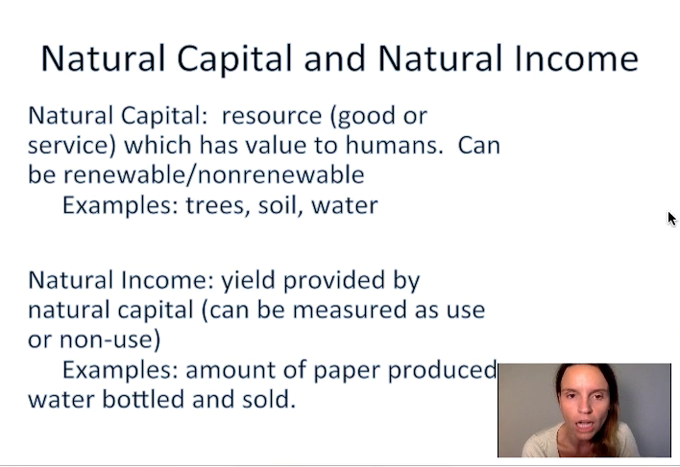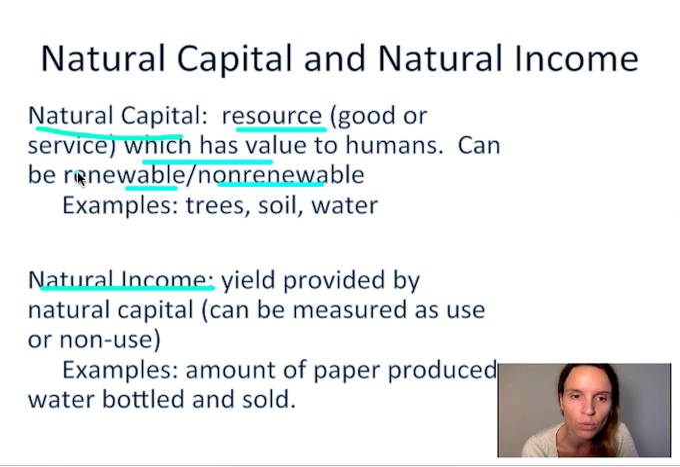So when we talk about resource use, we talk about both natural capital and natural income. These vocabulary words should seem a little bit familiar. We talked about this way back in topic 1. Natural capital are resources which have a value to humans. They can be renewable things or non-renewable things.